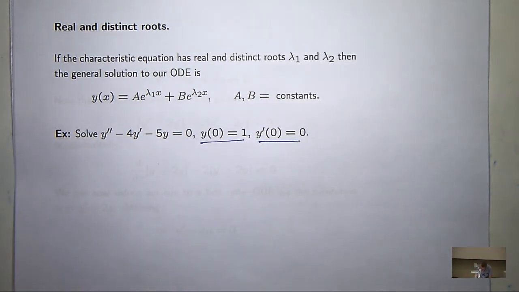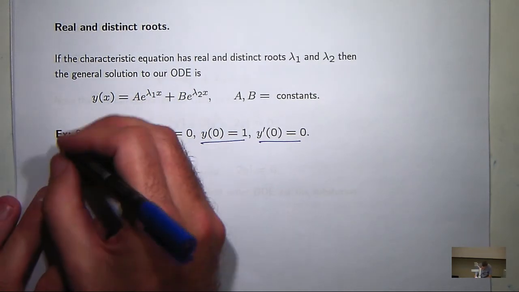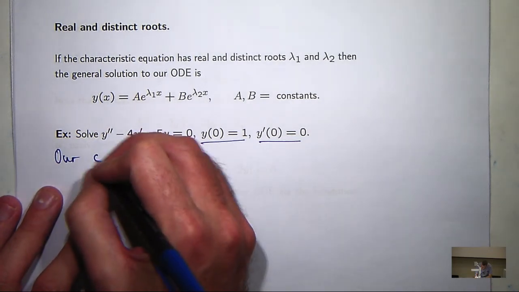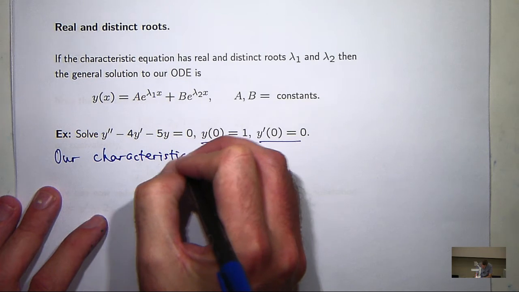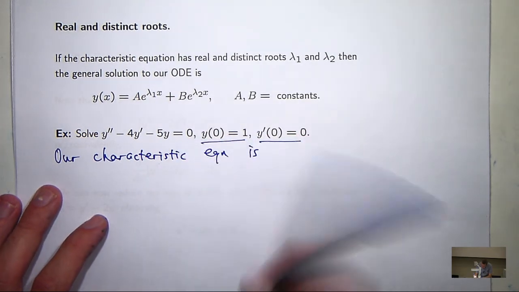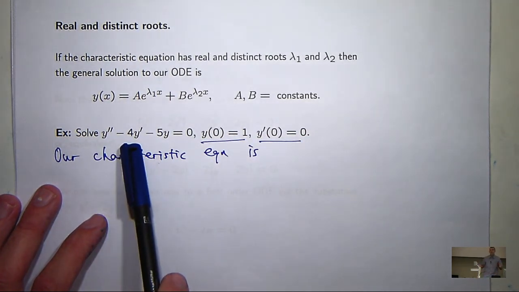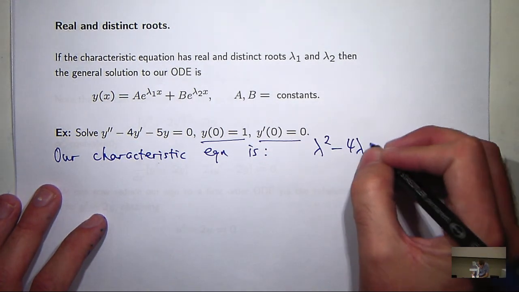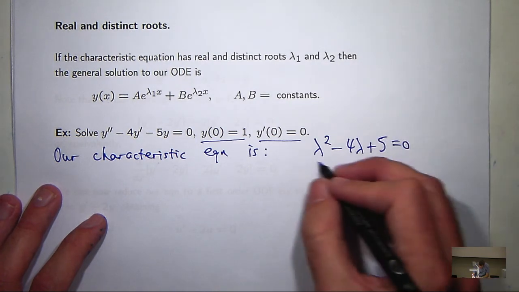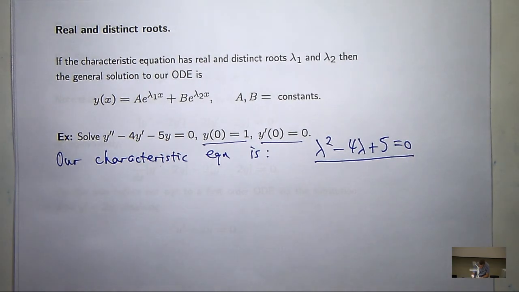All right, so our characteristic equation is going to be lambda squared minus 4 lambda minus 5 equals 0. So what we want to do is, first of all, find the roots of that problem. Oh, yes, thank you, minus 5. Let me adjust that.